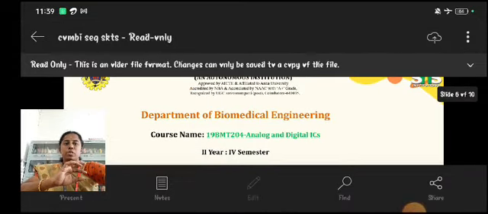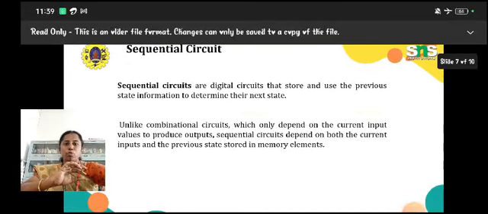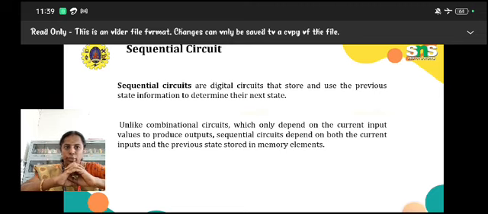Here I'm going to take sequential circuits. Let us see what we mean by sequential circuits. Sequential circuits are digital circuits that store and use the previous state information to determine their next state.